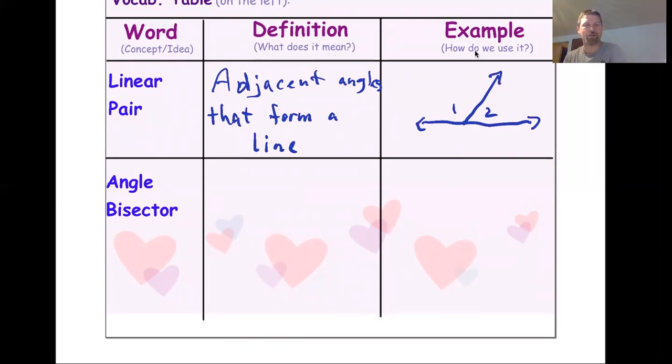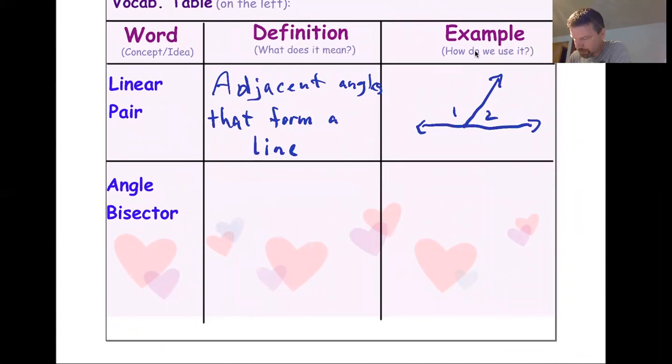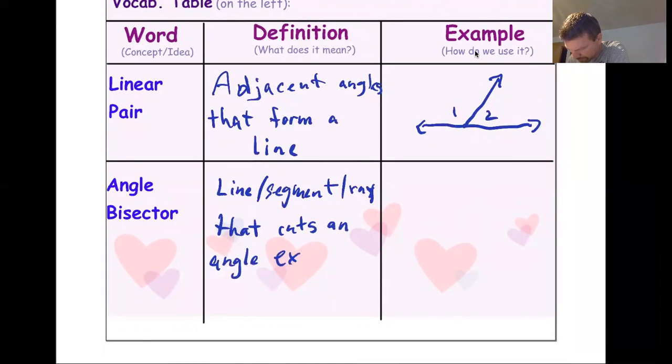Angle bisector. Bi means two, sect means cut. So an angle bisector is something that cuts an angle in two. Specifically, it cuts it exactly in half. So an angle bisector is a line or segment or ray, I suppose, that cuts an angle exactly in half.